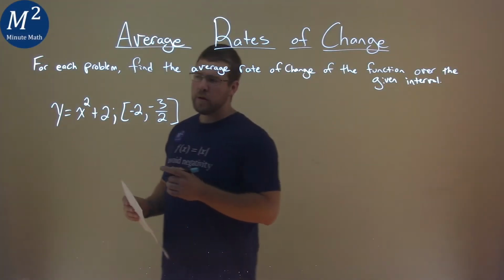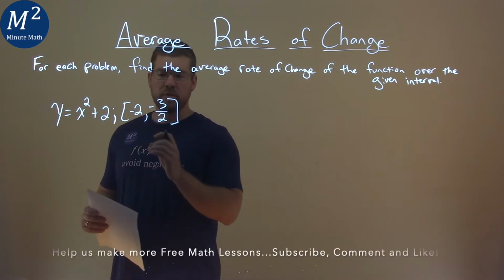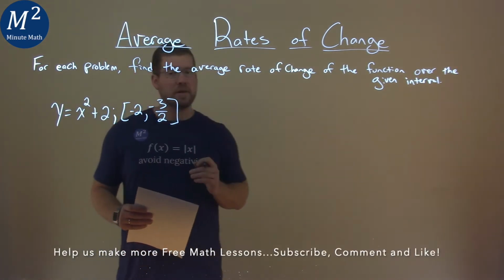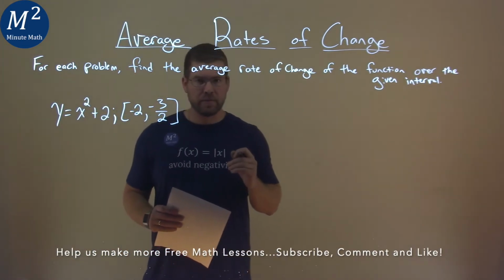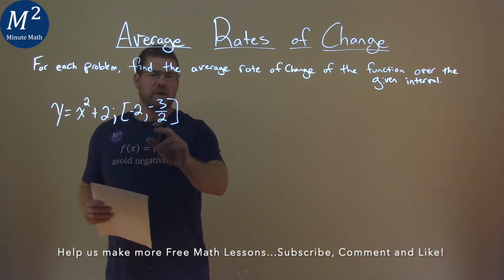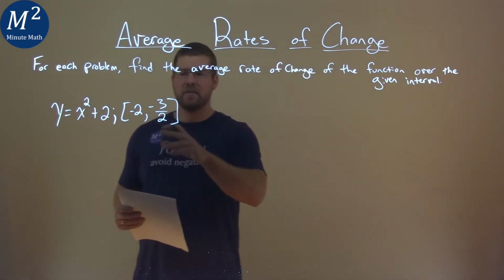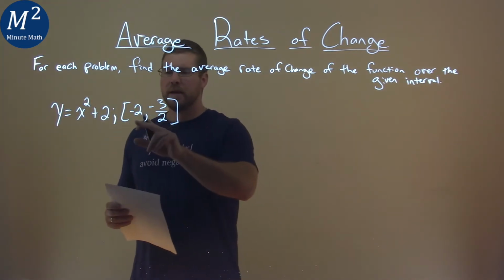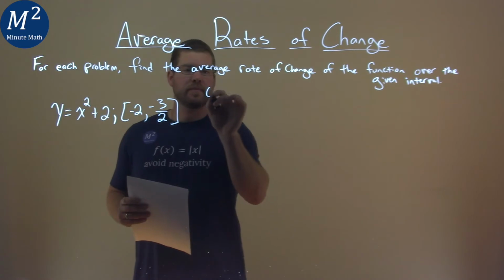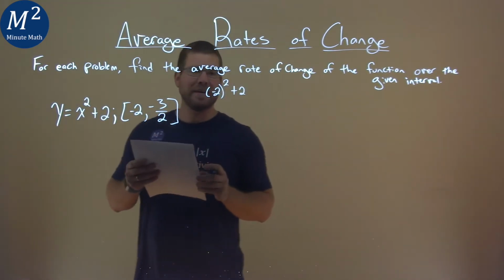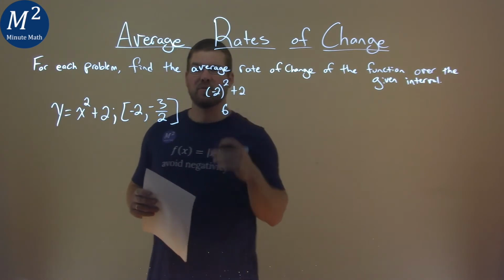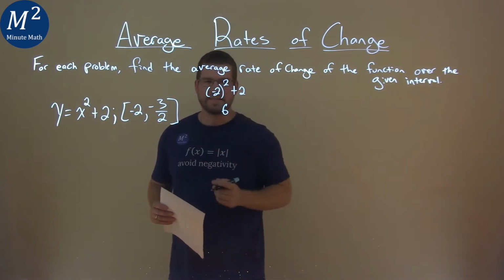We're given this problem right here, y equals x squared plus 2, and we need to find the average rate of change over the interval from negative 2 to negative 3/2. Well, these are the x values, and I want to find the corresponding y values that occur here. So let's take negative 2 and plug it into our equation. Negative 2 squared plus 2 comes out to be a positive 6. Negative 2 squared, positive 4, plus 2 is 6.